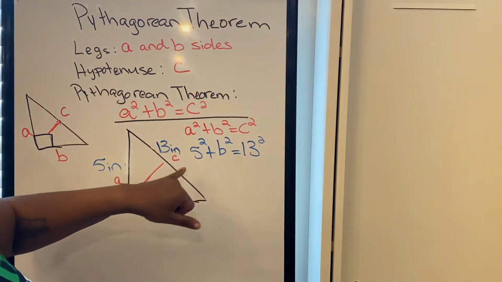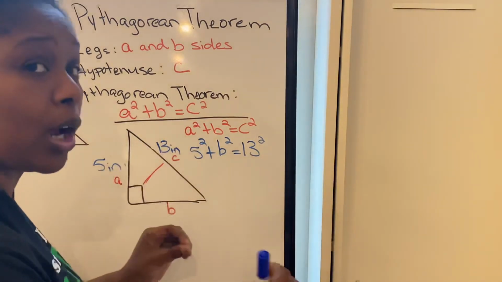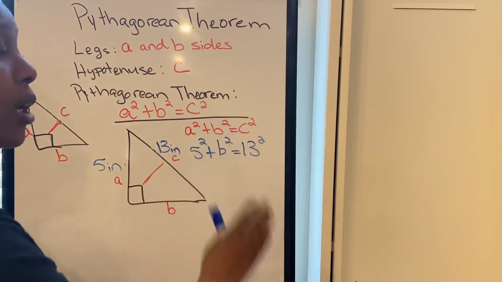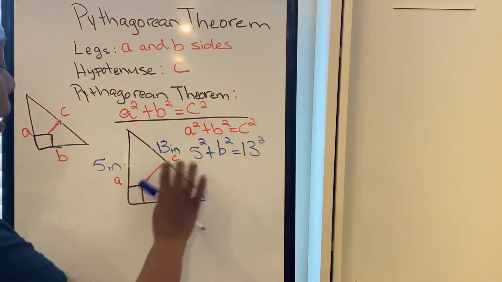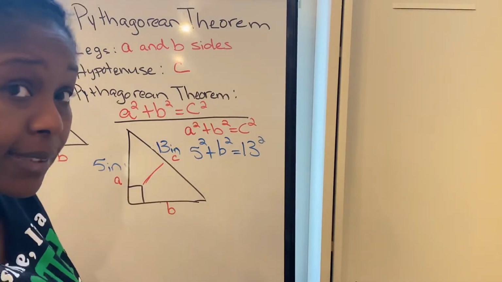Because what I don't want you to do is continue to set up your problems the same way by saying, oh, this is always B, this is always A, this is always C. No, honey, you've got to look at the triangle. Because sometimes they've given you C. You don't need to find C. They already gave it to you.